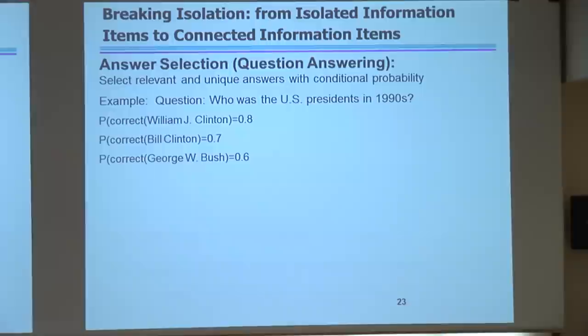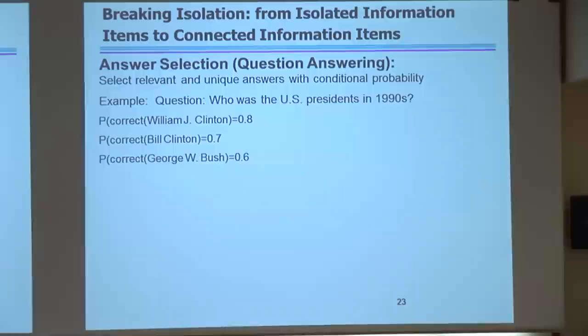This may be a little bit abstract, but I would like to give one example here. Let's say that we will be able to learn the probability of the model, and we can utilize the model to answer the question, who was the US president in the 1990s? And let's say we have three answer candidates. The first one is William Clinton, which has a high probability of 0.8. The second one is Bill Clinton, and this also has a pretty high probability, which is 0.7. The last one is George Bush, which has a little bit lower probability of 0.6.